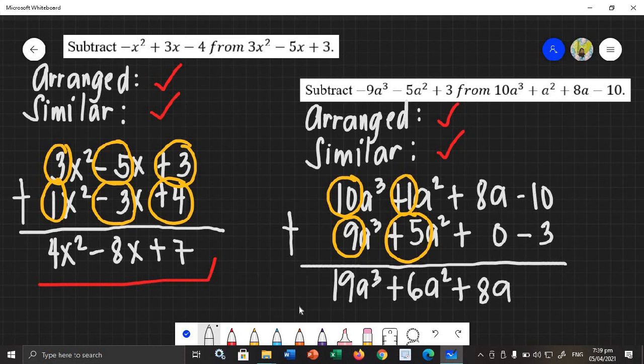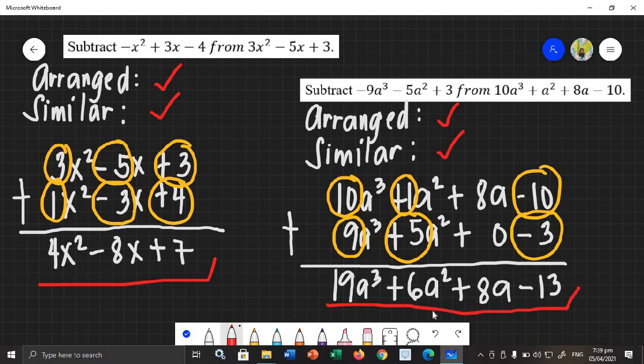And then next, we will be adding negative 10 and negative 3. So, negative 10 plus negative 3, that will be equal to negative 13. So, lagay natin minus 13. So, the difference, for example, number 4, is 19a raised to the third plus 6a raised to the second plus 8a minus 13. So that is how you subtract polynomials.